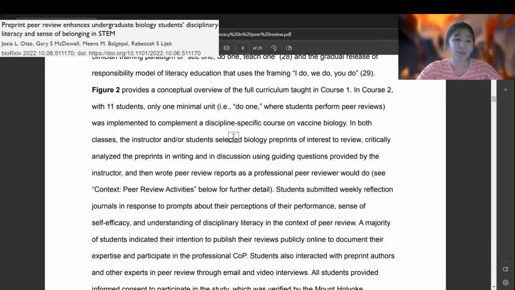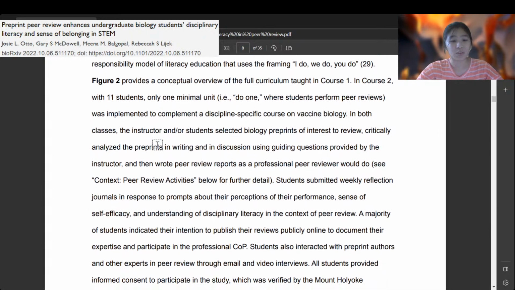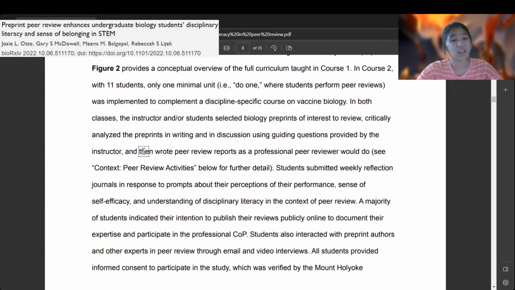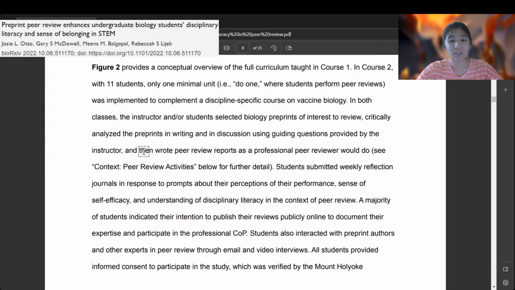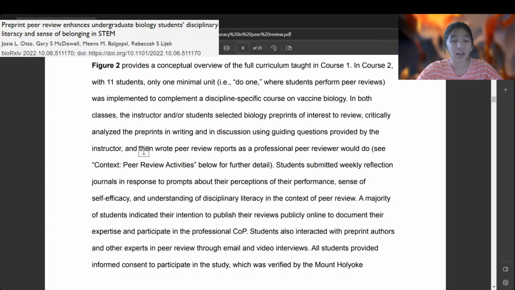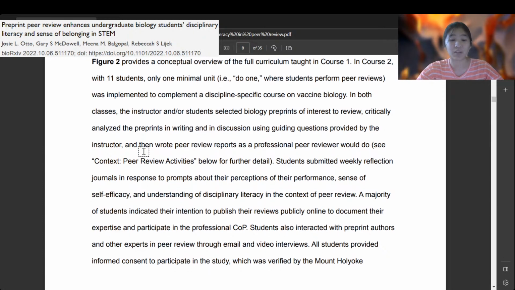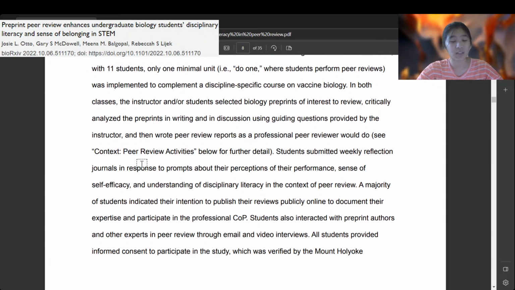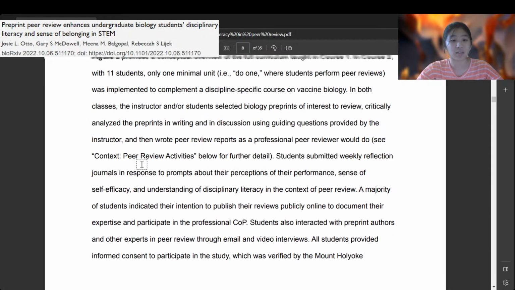Okay. Figure 2 provides a conceptual overview of the full curriculum taught in Course 1. In Course 2, with 11 students, only one minimal unit, i.e. do one, where students perform peer reviews, was implemented to complement a discipline-specific course on vaccine biology. In both classes, the instructor and/or students selected biology preprints of interest to review, and then critically analyzed the preprints in writing and in discussion using guiding questions provided by the instructor, and then wrote peer review reports as a professional peer reviewer would do. See context, peer review activities below for further details.